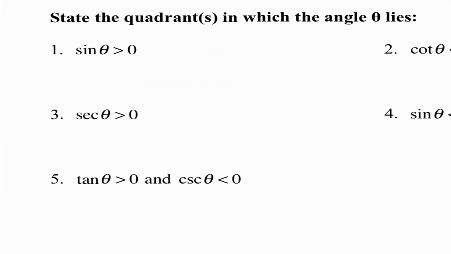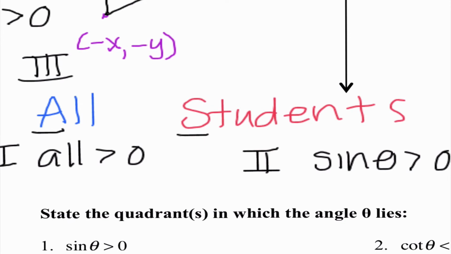So it tells us to state the quadrants in which the angle theta lies. So it's asking us, in what quadrant is sine greater than 0? So we can actually go ahead, and this looks huge.